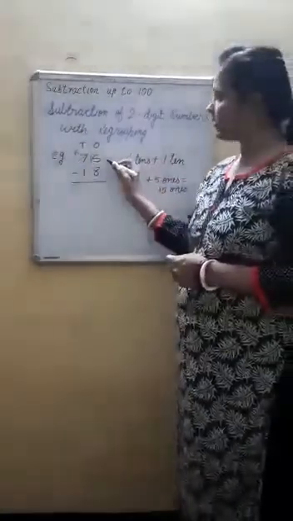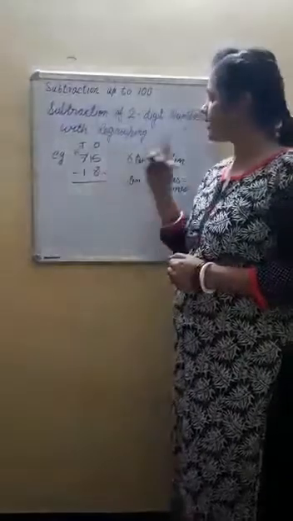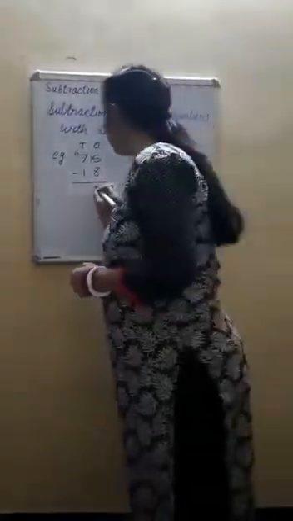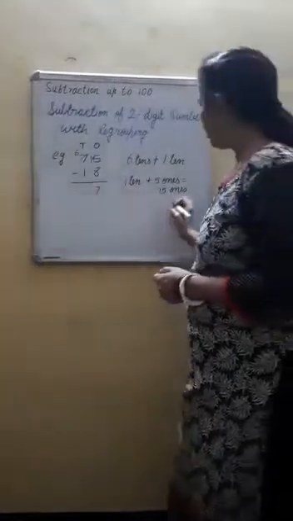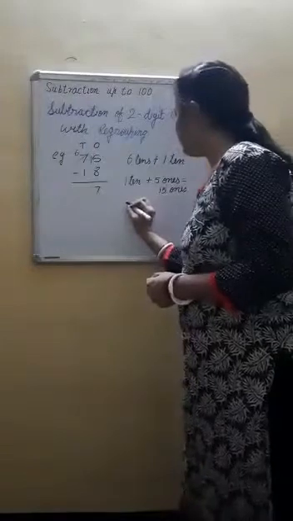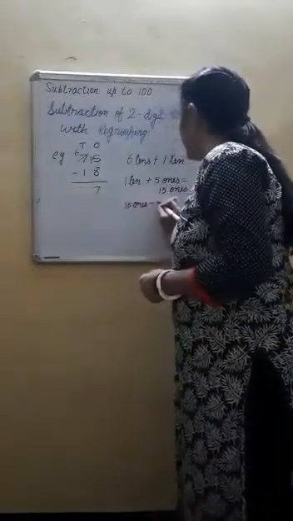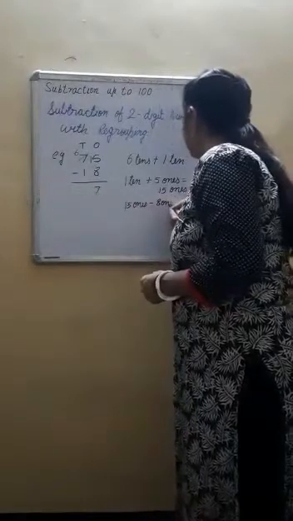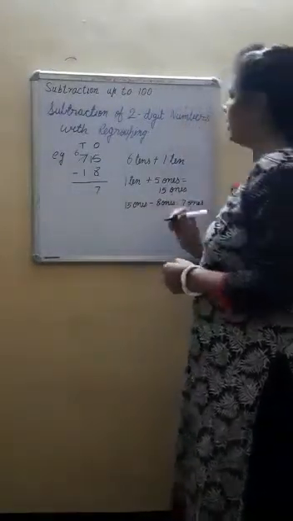Now, since 15 is bigger than 8, we can subtract it. So when we subtract 8 from 15, we get 7. So when we subtract 15 ones minus 8 ones, we get 7 ones.